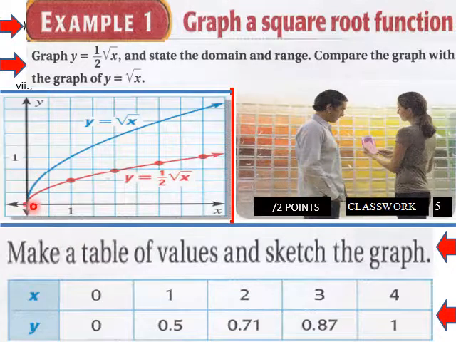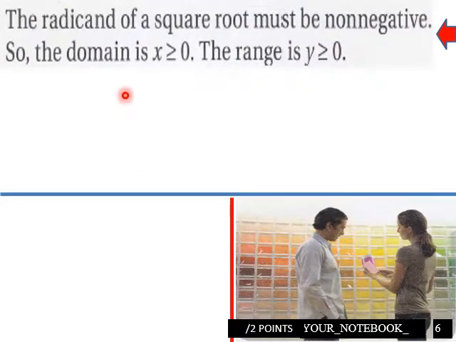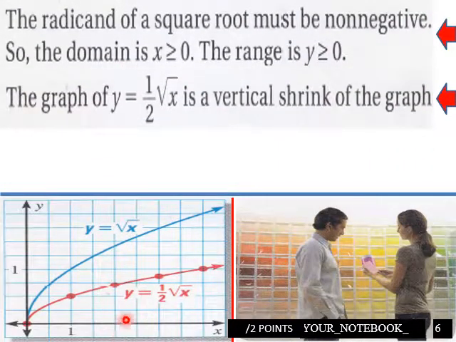Here it is. We started at 0, then when x equals 1, y equals 0.5, right here, etc. Follow your table here for your graph of that. The radicand of a square root must be non-negative. So the domain is x is greater than or equal to 0. The range is y is greater than or equal to 0.